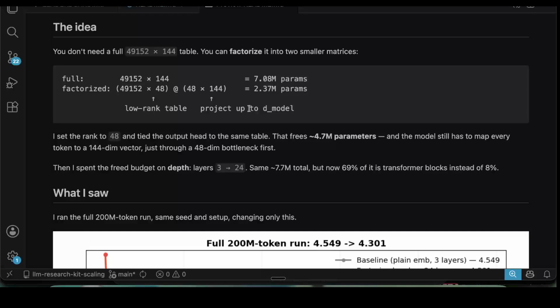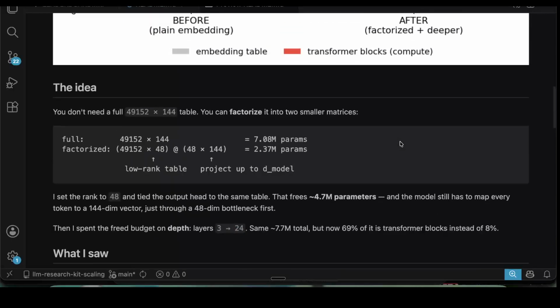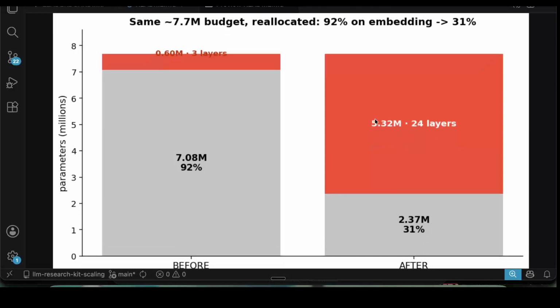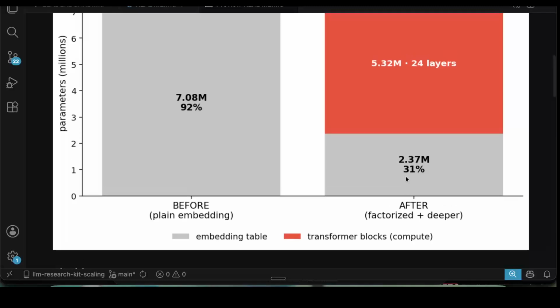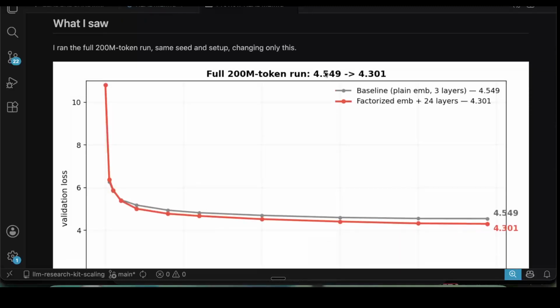And with the massive freeing up of parameters, I just converted 3 layers into 24 layers to make the LLM a lot deeper. And so almost 70% of the LLM is now the transformer blocks, and a much smaller percent is embeddings. And that allowed the LLM to learn a lot more because it now has so many more layers. And this huge embedding table was unnecessary.